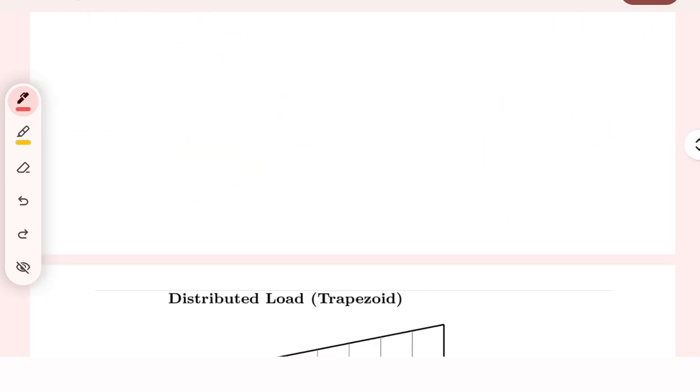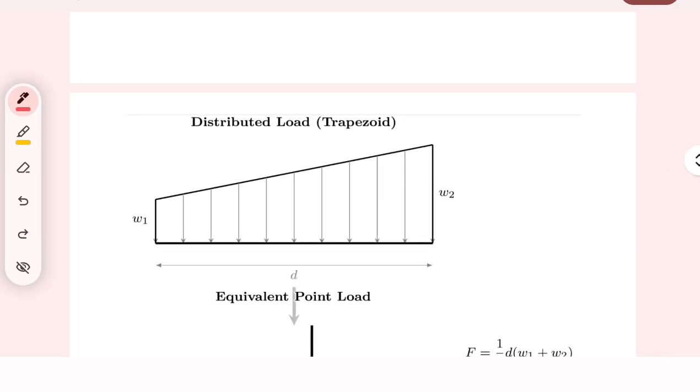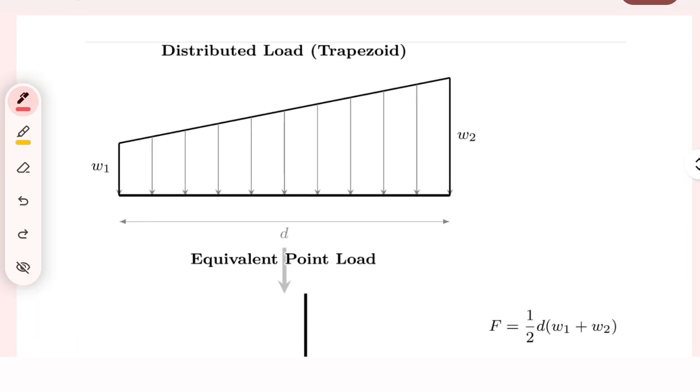What about if the load gets complicated like this? Usually you are not given a simple distributed load. What about if the load is a trapezoidal loading? It's not a triangular loading, and it's not a uniformly distributed load. It is a trapezoidal distributed load. That means the intensity on one side, W2, is greater than the intensity on the other side, W1. So two different intensities of the trapezoidal loading.